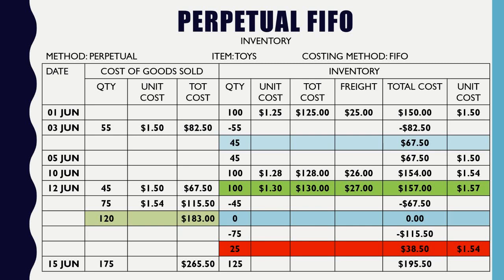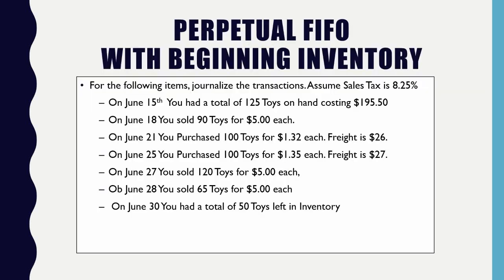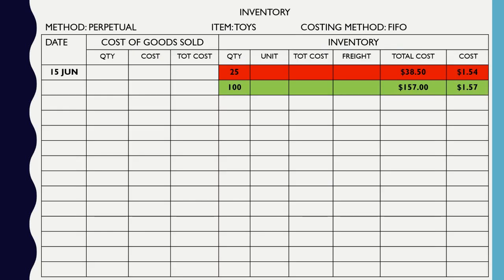Okay, so in this case, this is our ending inventory, right? So now we're going to continue and have beginning inventory. So this is going to be different. Instead of adding it in at the end of the day, we're going to just transfer it straight away into our inventory. So in this case, we'll just go ahead and go through it. It says right here, June 15, you had a total of 125 toys on hand. So the first thing you do is transfer all that information into here.